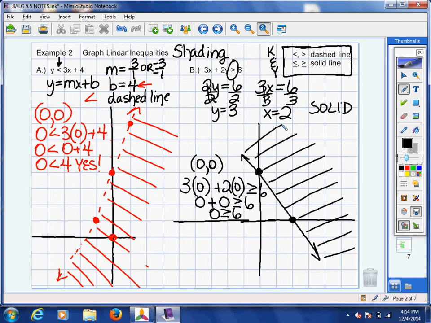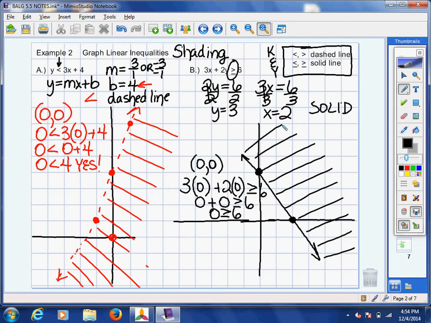Okay, so let me recap. When we do linear inequalities and graph, you're looking for a couple of extra things. You're still going to try to find slope and intercept if it's in slope-intercept form, and graph the line using those, or the cover-up method if it's in standard form. So that's not different. What is different is what kind of line you draw. If you see an equal to sign, it's a solid line. If you don't, it's a dashed line.